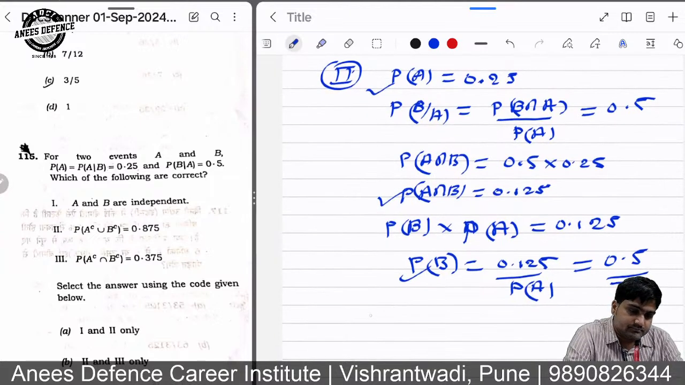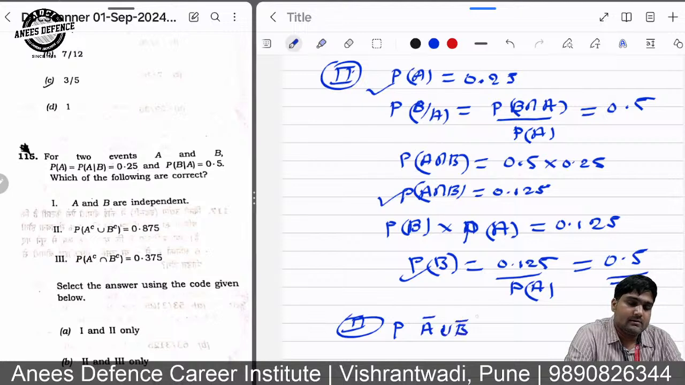Now statement 2 is the probability of A complement union B complement. That means 1 minus probability of A intersection B, and A intersection B is 0.125, which is equal to 0.875. So statement 2 is also correct.